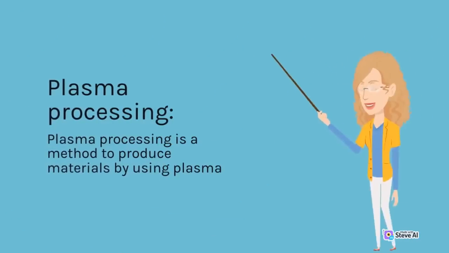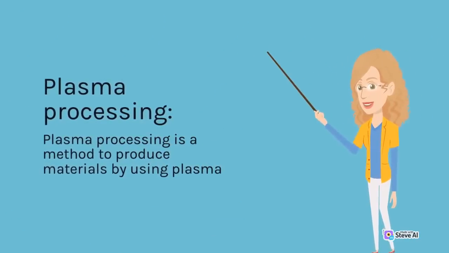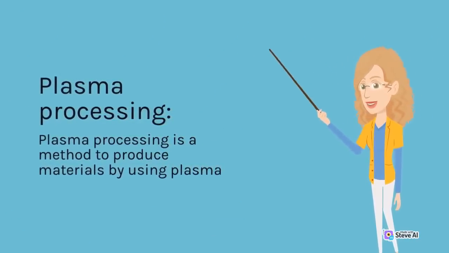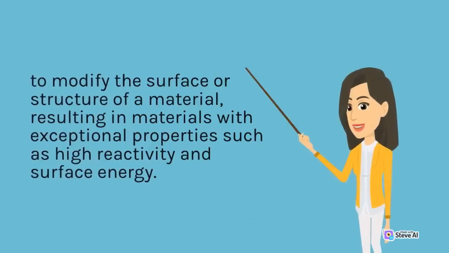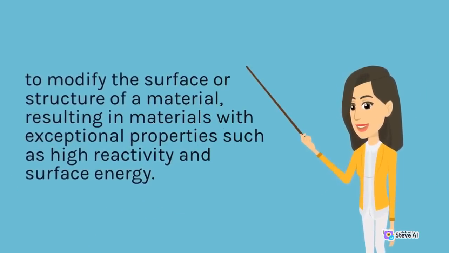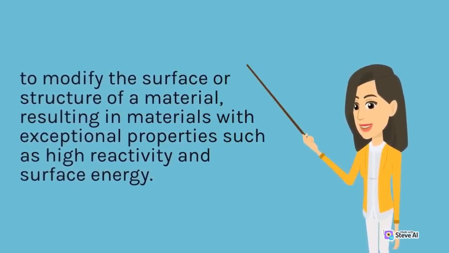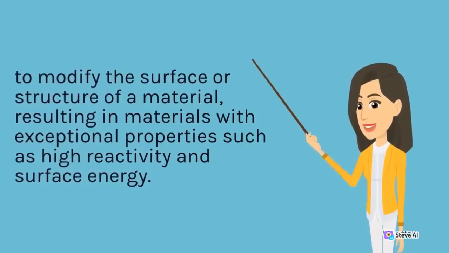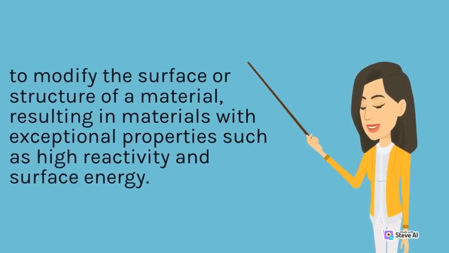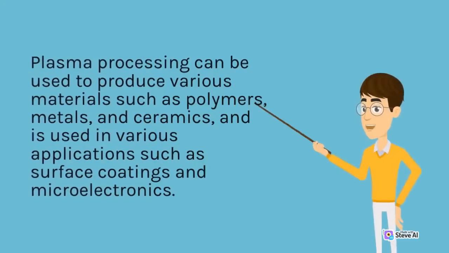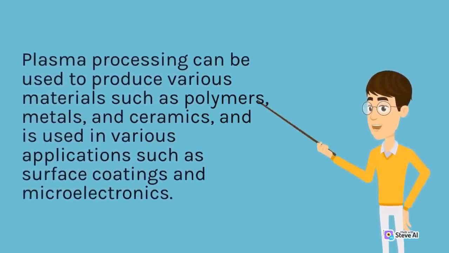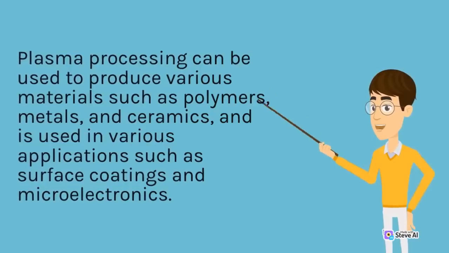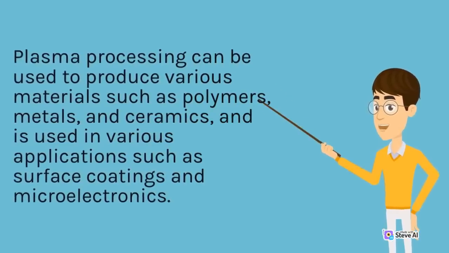Plasma processing. Plasma processing is a method to produce materials by using plasma to modify the surface or structure of a material, resulting in materials with exceptional properties such as high reactivity and surface energy. Plasma processing can be used to produce various materials such as polymers, metals, and ceramics, and is used in various applications such as surface coatings and microelectronics.